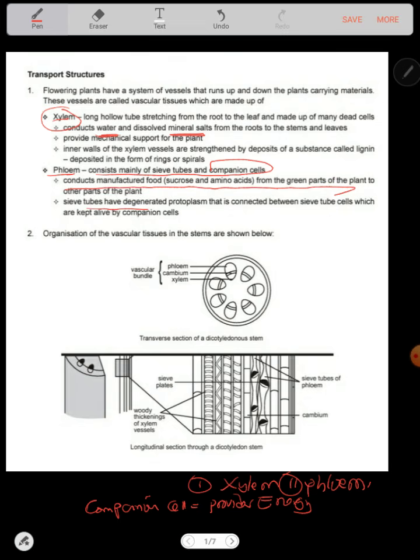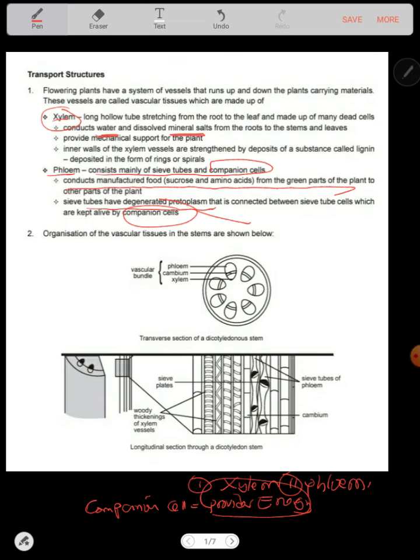Sieve tubes have degenerated protoplasm. Remember, protoplasm is the cytoplasm, the cell membrane, and the nucleus that is connected between the sieve tubes, which are kept alive by companion cells. So companion cells keep these sieve tube cells alive by providing energy.